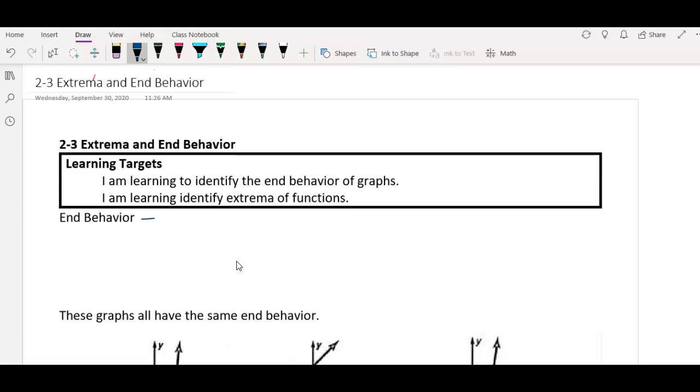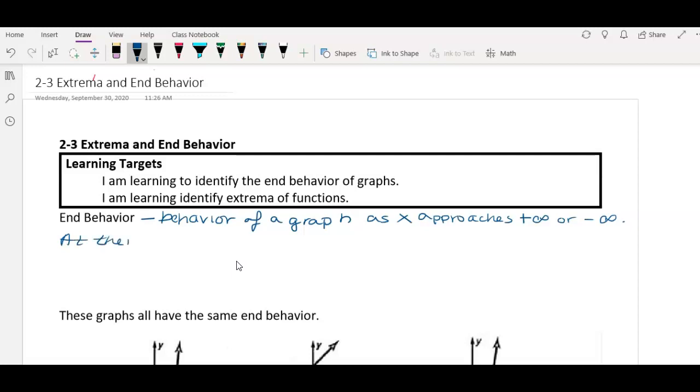So when we look at end behavior, we're actually looking at the behavior of a graph as the value of x approaches positive infinity or negative infinity. And so when we take a look, we're actually going to look at the right side of the graph first.